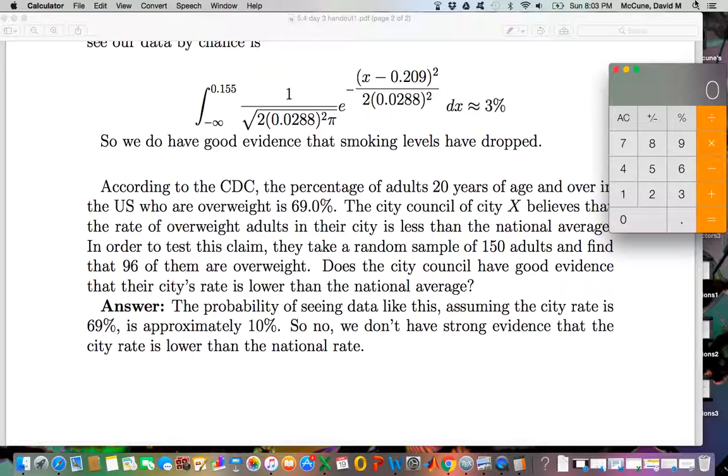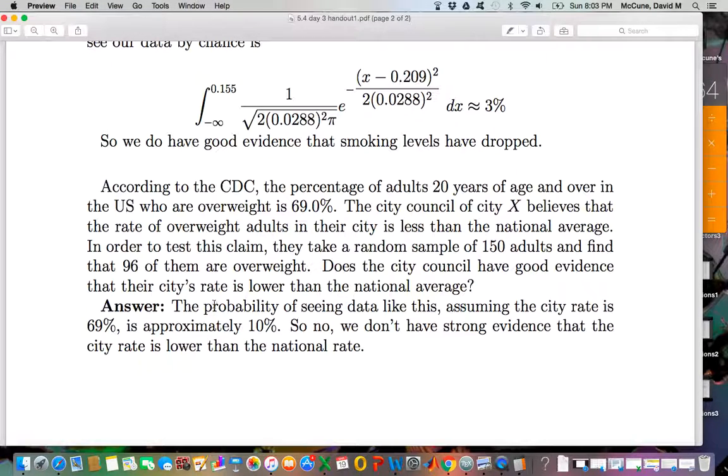So to get a handle on what this question is asking you, 96 out of 150, that's 64%, okay? 64% is lower than 69%. So if you just take that data point, I suppose you could say, well, yeah, it's lower in the sample, so we have evidence. But I have the answer here. If you work through the probability of seeing data like that, assuming the city rate is 69%, you get a probability of about 10%, okay? And that's not low enough to claim that we have good evidence. So in this case, you would conclude that you don't have any good evidence that you're lower than the national average.